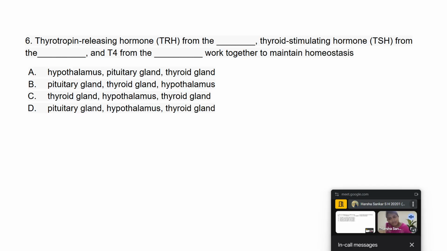Option A, hypothalamus, pituitary and thyroid. Option B, pituitary, thyroid and hypothalamus. Option C, thyroid, hypothalamus and thyroid. Option D, pituitary, hypothalamus and thyroid.